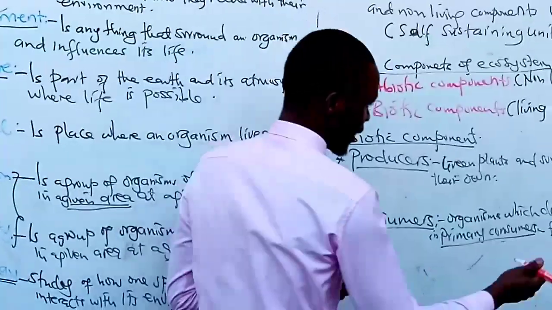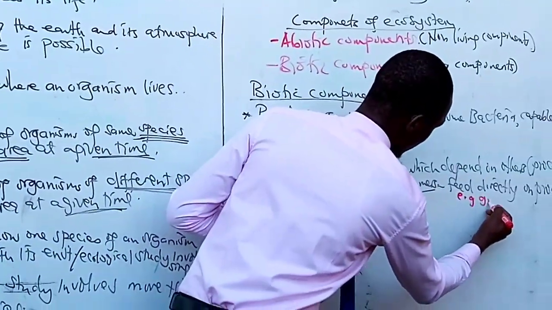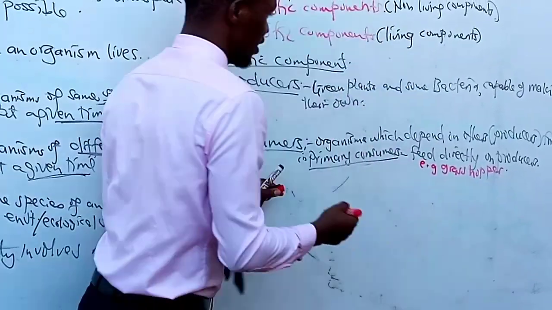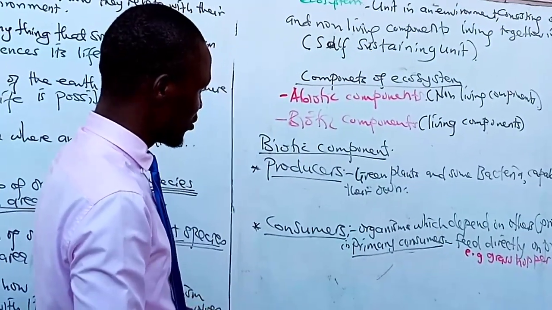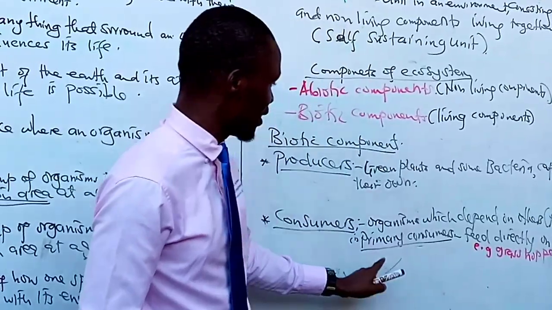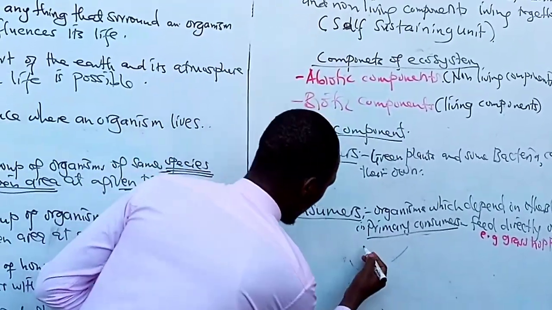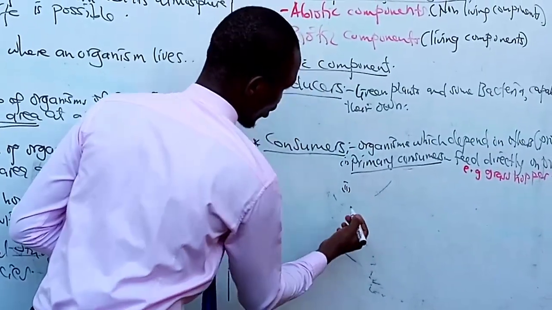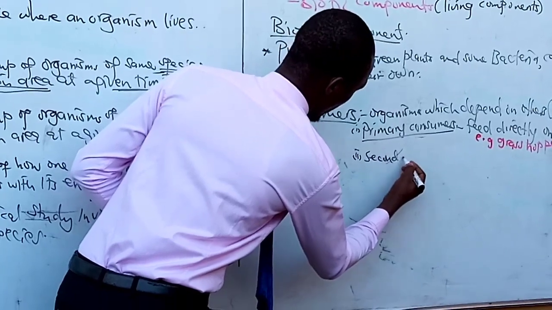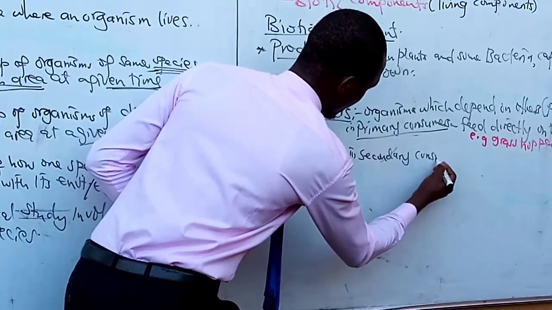Let me put an example, e.g. a grasshopper. A grasshopper, like from the name, feeds on grass, on vegetables. So a grasshopper, since it feeds directly on grass, is called a primary consumer. Then another category under consumers: from primary, you come to secondary. So what I call secondary consumers.